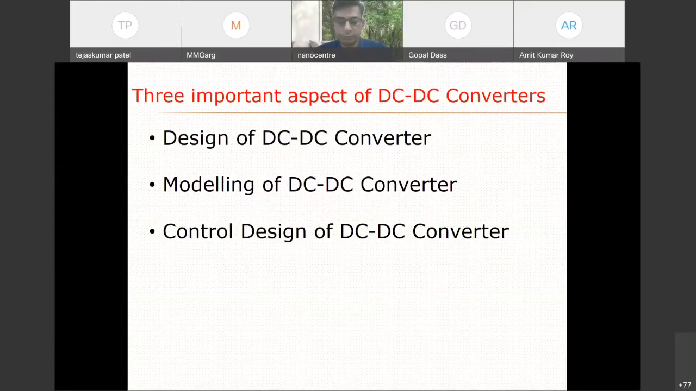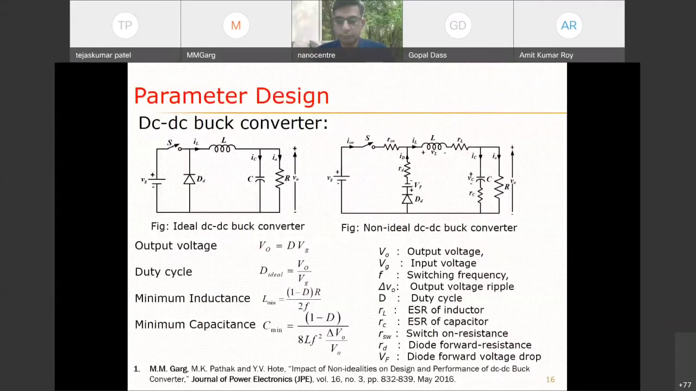And not only humans, this is expected from the converter also: it should remain stable in all operating conditions, within the prescribed limit. That is called stability. So it should make sure of the stability as well. All right, so in this talk I divided it into three parts: design, modeling, and control. Let's see how much we could cover.